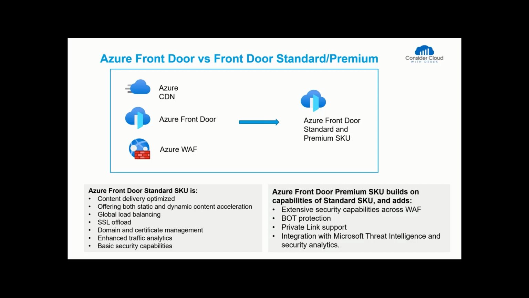Now, 2 brand new SKUs. Standard SKU, which is, I don't want to say your basic SKU, but it is your standard SKU. It is your standard implementation of Azure Front Door with Azure CDN as well as the Azure Web Application Firewall. So you're going to get that content delivery capabilities of CDN.